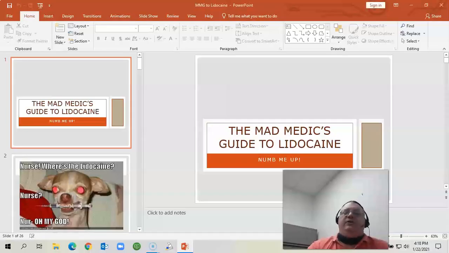All right, that's going to do it for the lidocaine. Again, study this drug hard, especially how to make the maintenance strips. Make sure that you understand that, and make sure you understand the dosing regimen.